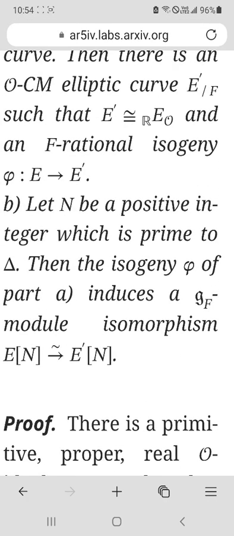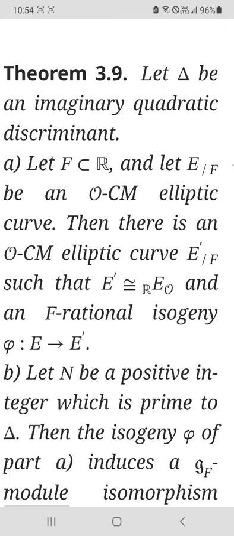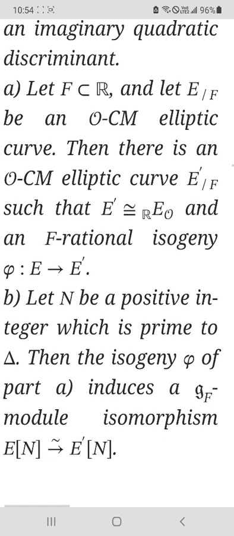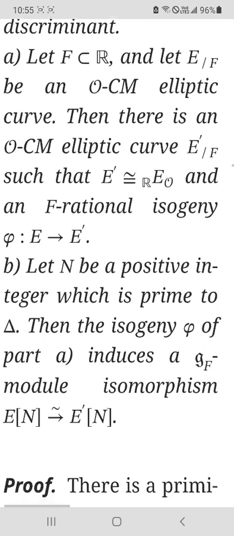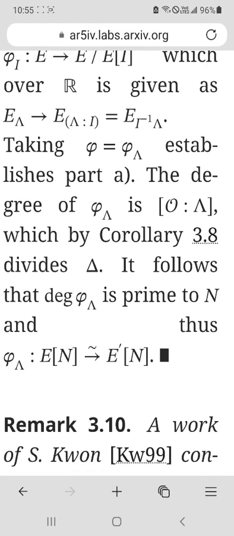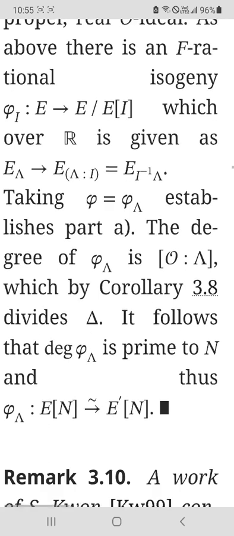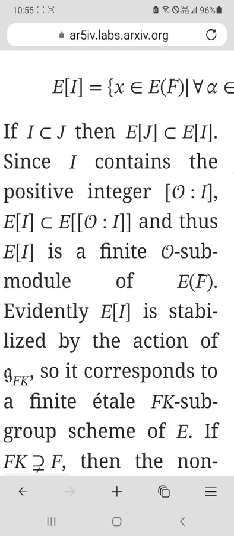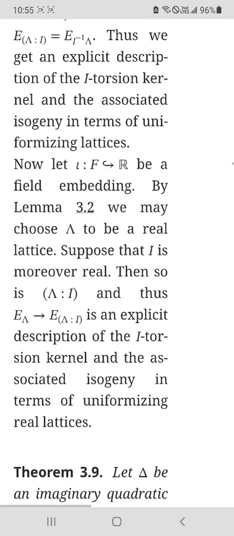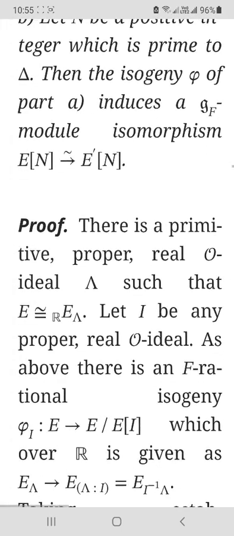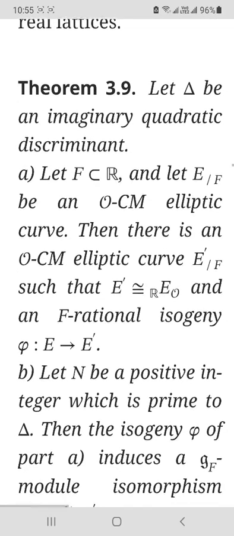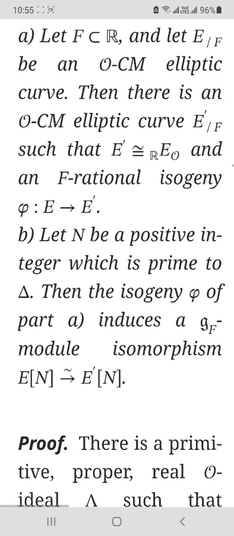That is the setting here. In the theorem, let Δ be an imaginary quadratic discriminant, and let n be a positive integer which is prime to the discriminant. Then the degree of φ_Λ is prime to n. Thus, φ_Λ is a map from E[n] to E'[n], which is a kind of isomorphism, because the degree of φ_Λ is prime to n, which is required in the theorem here. In the theorem, n is a positive integer which is prime to the discriminant Δ.